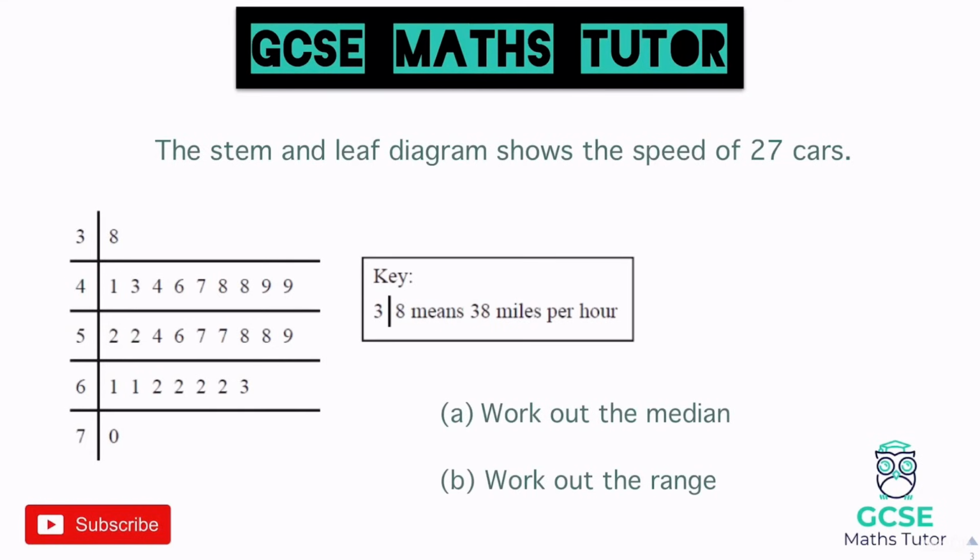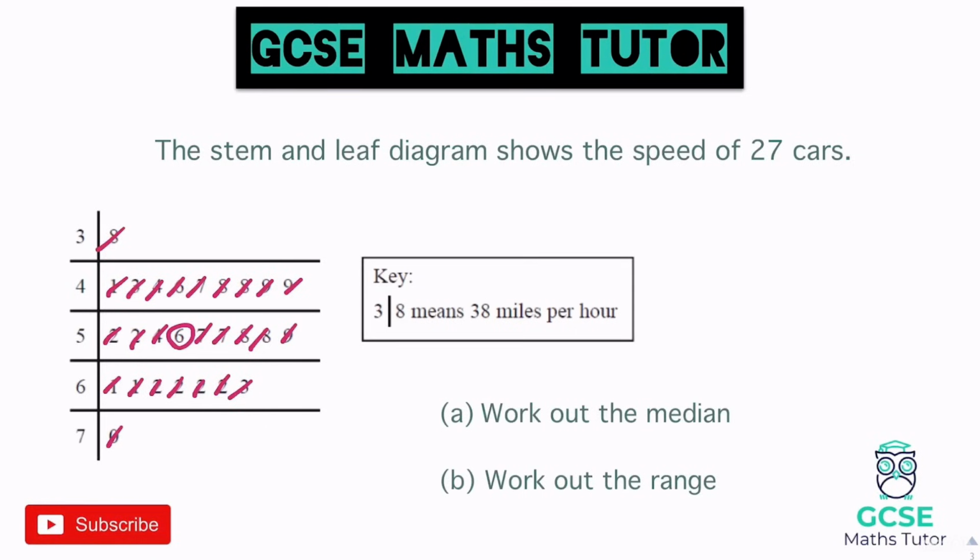So if there's 27, I'm going to cross off 10 from each side at least, so I can start to get from the middle. So 1, 2, 3, 4, 5, 6, 7, 8, 9, 10. And then going from the back, 1, 2, 3, 4, 5, 6, 7, 8, 9, 10. Now I'm just going to do 1 from each side until I get one in the middle. So 1 and 1, 2 and 2, 3 and 3, and I'm left with this one here.